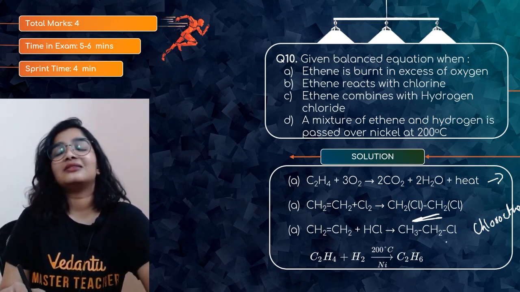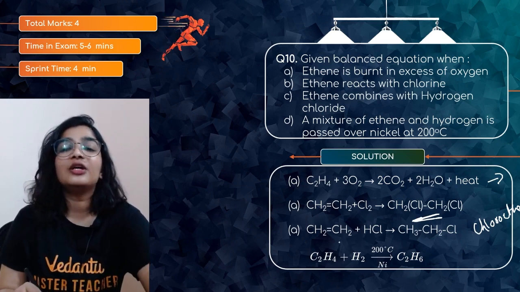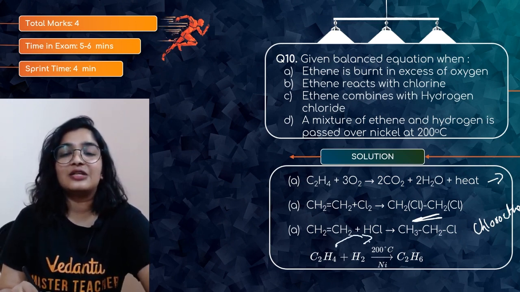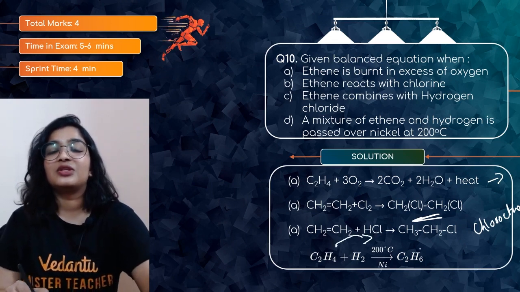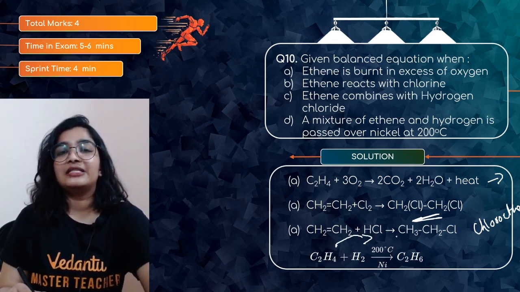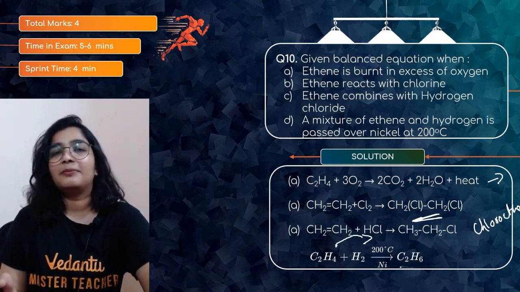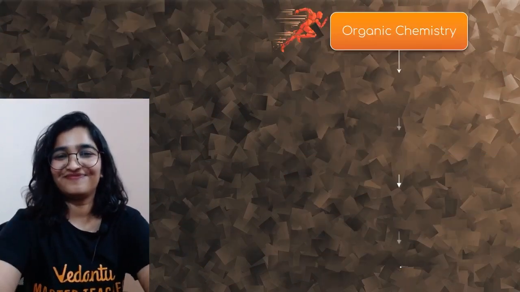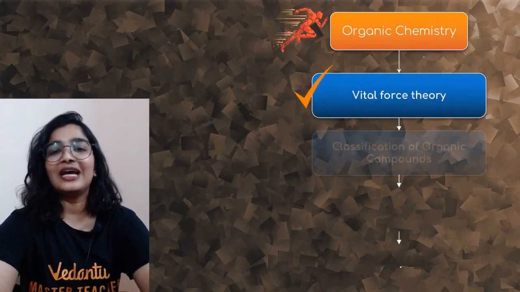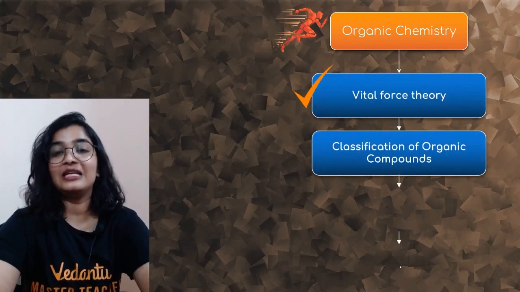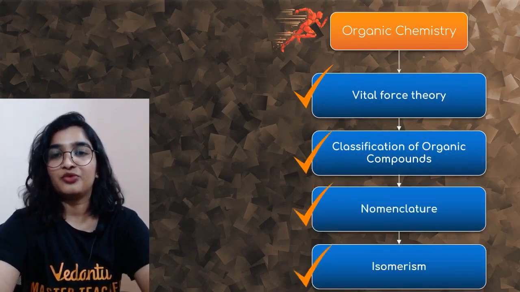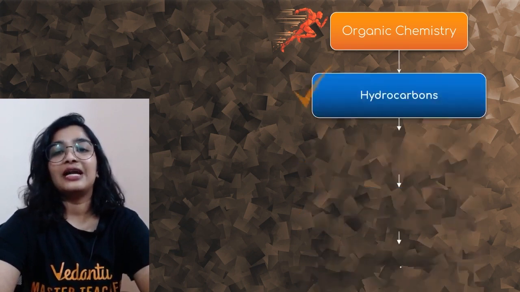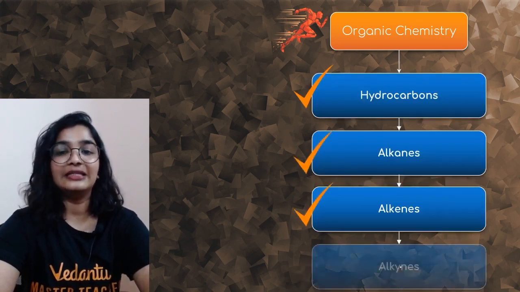The last one is a hydrogenation reaction where you are converting unsaturated compounds into saturated at 200 degrees Celsius using a catalyst: palladium, platinum, nickel. You can use anything. So this is it. We have discussed 10 important questions from the following topics, that is hydrocarbons, alkanes, alkenes and alkynes.